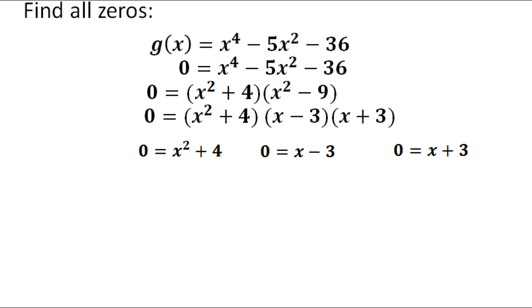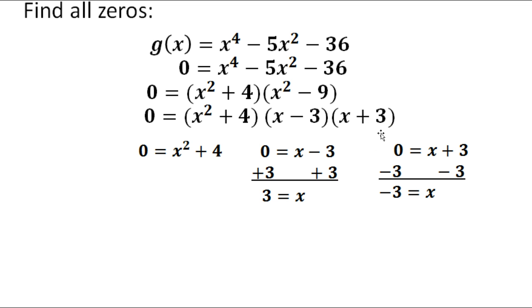Alright, so let's go down the list here. We've got an x plus 3 equals 0, so that means I'm going to subtract 3 from both sides. I find out that x equals negative 3. Going over here to this one, I've got an x minus 3, so what I'm going to have to do is add 3 to both sides. Then I find out that x equals 3. So x is going to equal plus or minus 3 here.